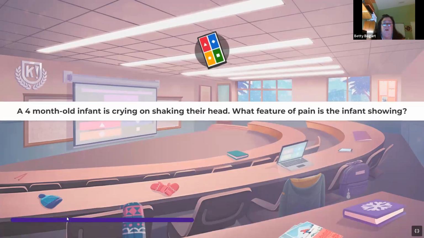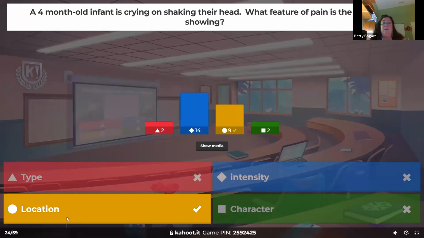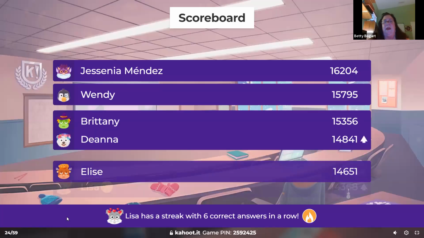A 4-month-old infant is crying and shaking their head. What feature of pain is this infant showing? They're crying, they're grimacing, their legs are inconsolable, they're shaking their head. What does that mean? It's probably location. They're telling you probably earache, right? Sometimes the hand goes in the mouth, they're telling you the throat hurts. They show you, even when they come up like this, they can tell you their abdomen hurts, their belly hurts, when their arms and their legs come up and they push them together. They will show you where their pain is. You just got to look.